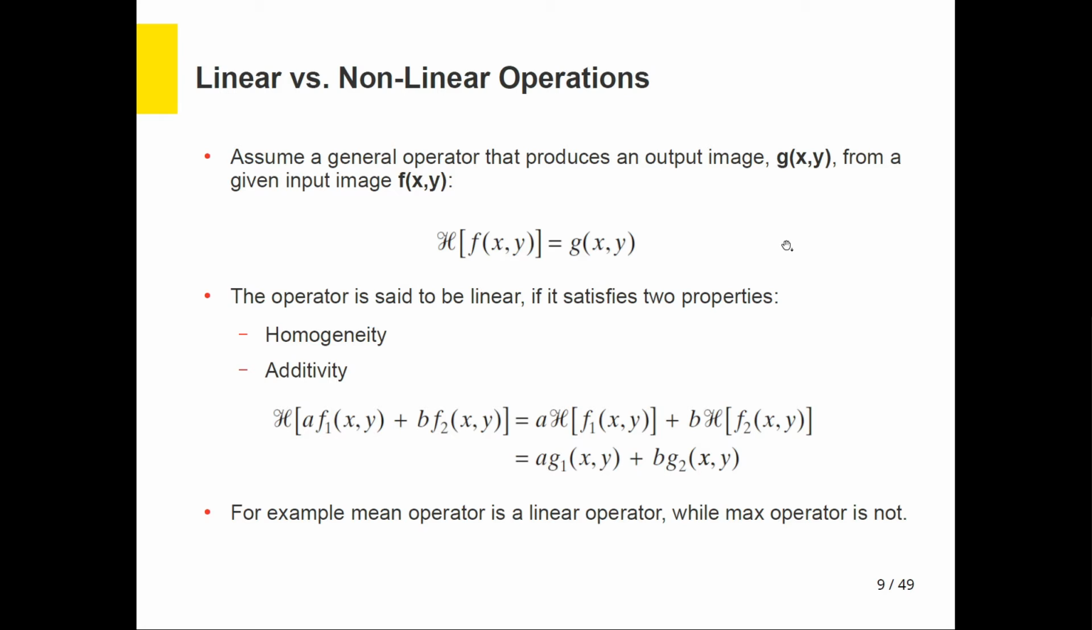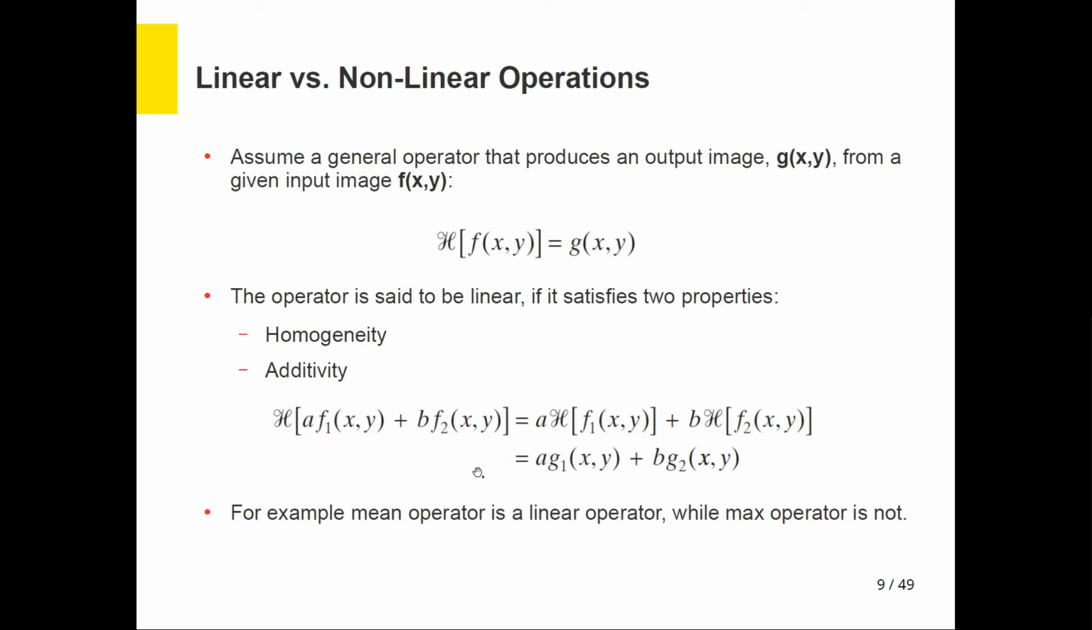This operator is said to be linear if it satisfies two properties. The first one is homogeneity, which means that if we have h of f to be g, h of a, which is a constant, multiplied by f equals a, the same constant, multiplied by g. The other condition is additivity, which means that if we have h of f1 to be g1 and h of f2 to be g2, then h of f1 plus f2 needs to be g1 plus g2.